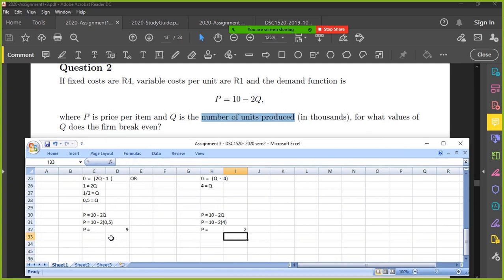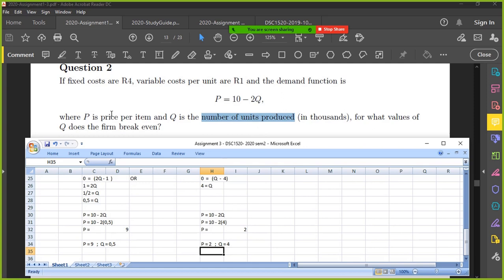2. Okay, so you've got two options. P equals 9, Q equals 0.5. Okay, on this side, you've got P equals 2 and Q equals 4. Right, those are your possible answers.